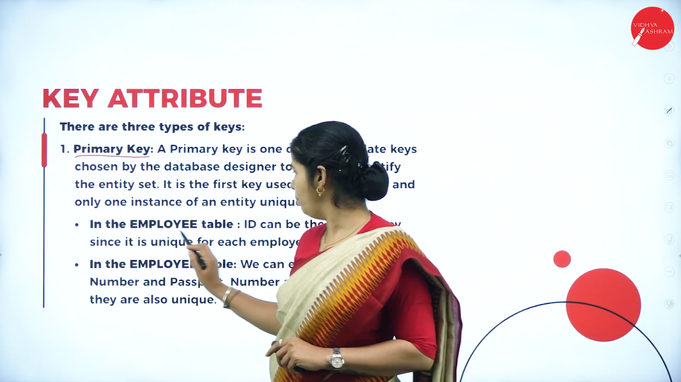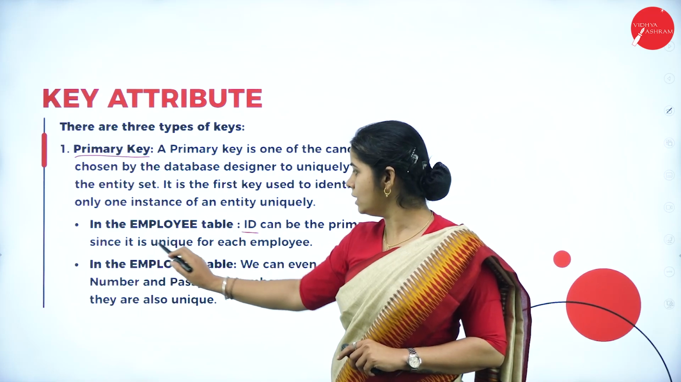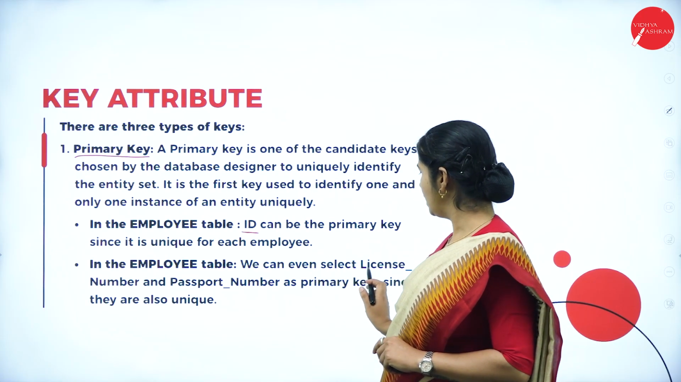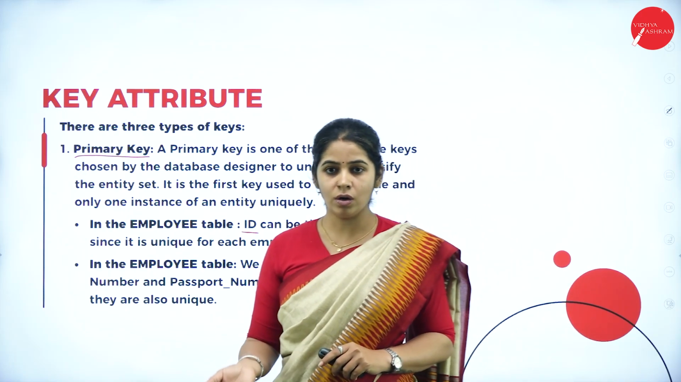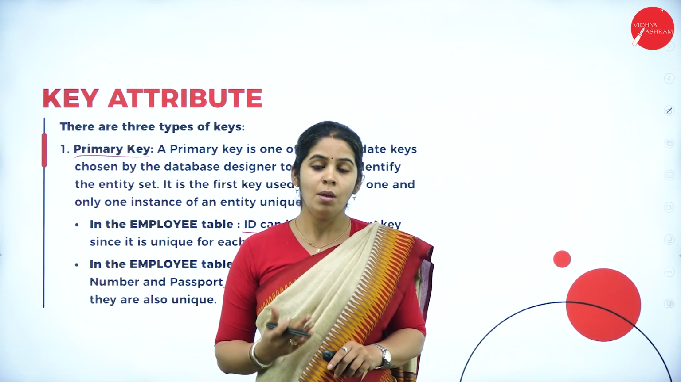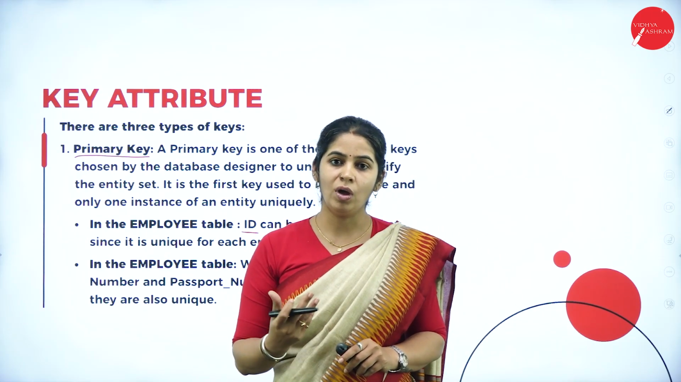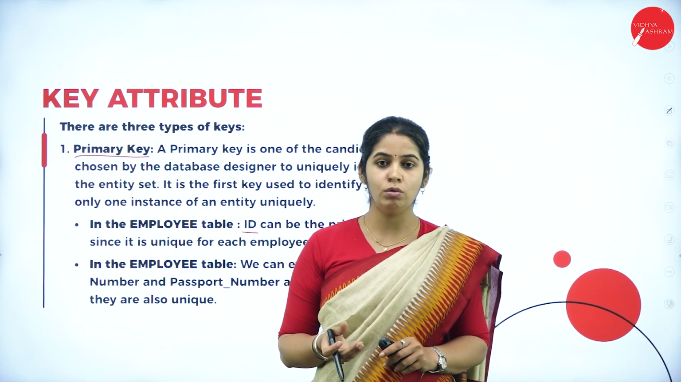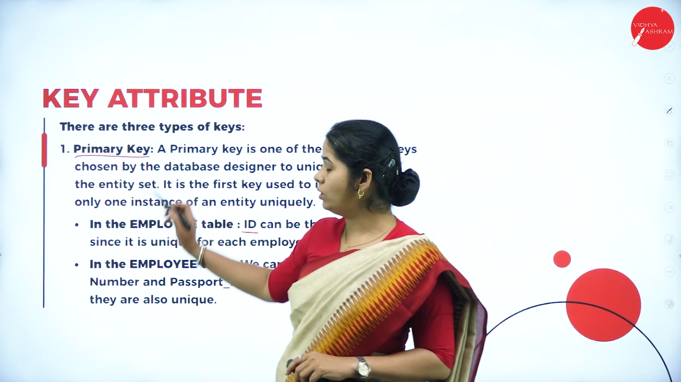For example, in the employee table, the employee ID can be the primary key since it is unique for each employee. In the employee table, we can even select the license number and the passport number as a primary key. Why are we not selecting them? The database designer is not selecting the license number and the passport number. That is also unique because we are developing the employee database, right? It is easy for the people who are fetching the data from the database to have employee ID as a primary key. Using employee ID, we can fetch all the data of the particular employee. That is all about primary key.